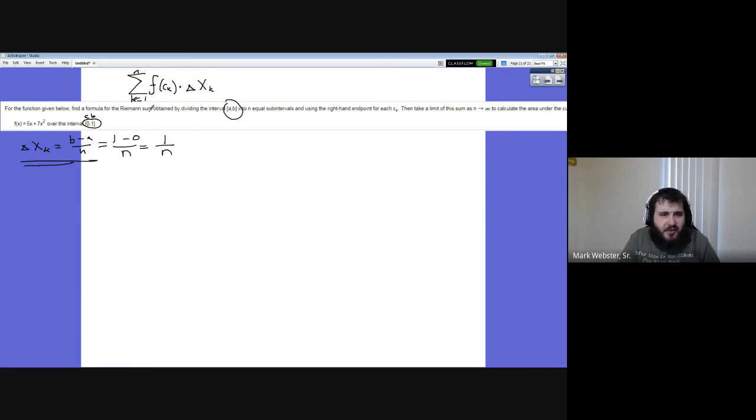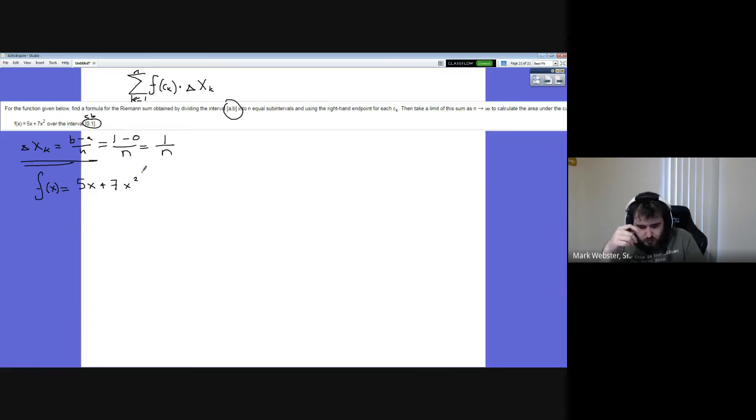Now, what about this thing? Well, we know what f of x is. They tell us it's 5x plus 7x squared, right? But now, what we want is to get that in terms of the right-hand value of the function for some value n.